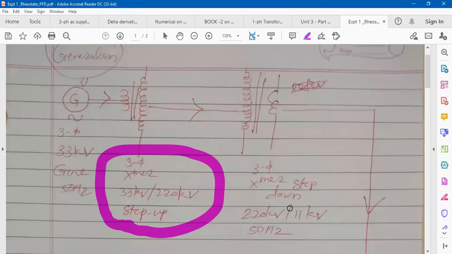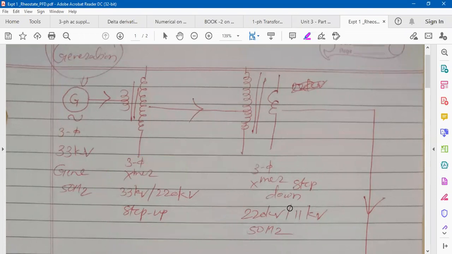Current will be more on the primary side. Very good. Means obviously it is less on secondary. So if current is reduced on secondary, what about I square R losses? Less transmission losses, isn't it? So why is there a need to use the step up transformer? Hope it is clear to everyone. To reduce the transmission losses.